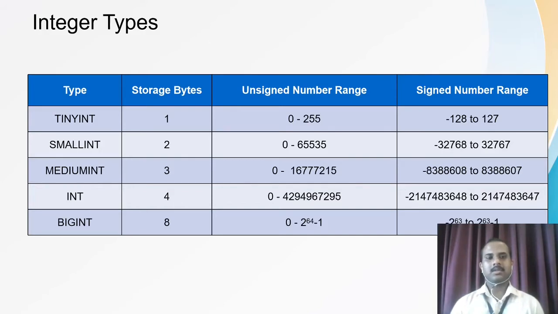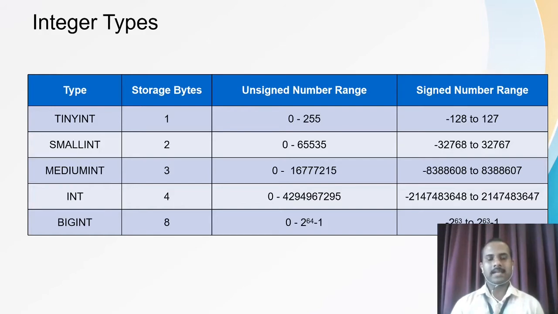Tiny int consumes 1 byte of storage. Small int uses 2 bytes, medium int is 3 bytes, integer or int uses 4 bytes, and big int 8 bytes. The unsigned number range and the signed number range is shown in the table. You can calculate the number range very easily.